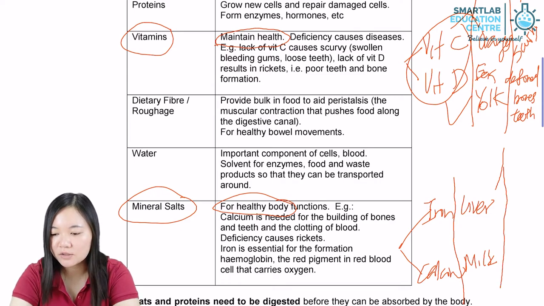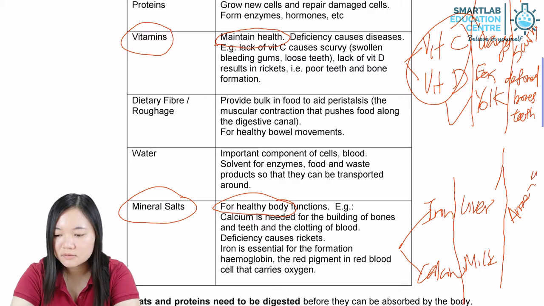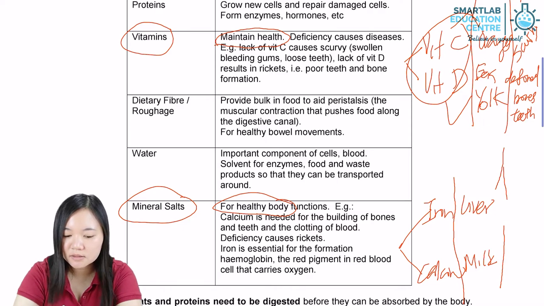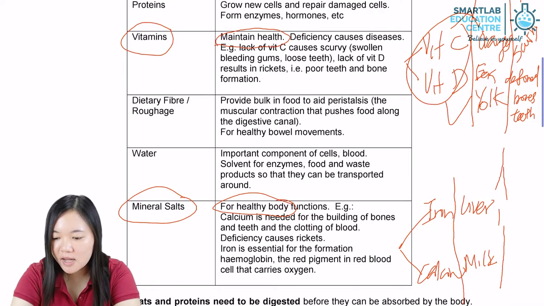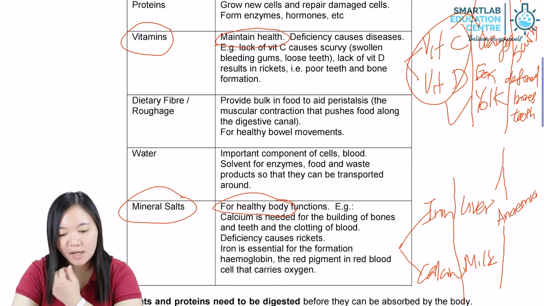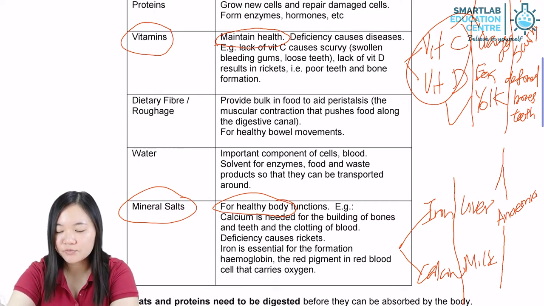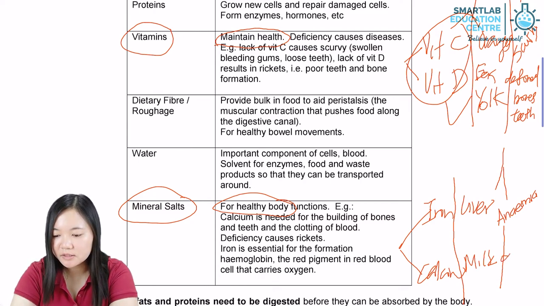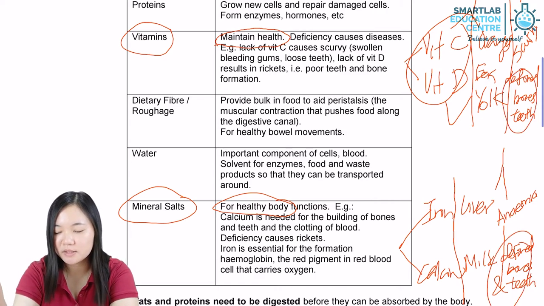Deficiency in iron will cause anemia, lack of red blood cells. Okay, let me rewrite this. Anemia. Okay. Lack of calcium, same as vitamin D. Deformed bones and teeth. So you don't really need to remember that much. This thing here is the same as vitamin D.